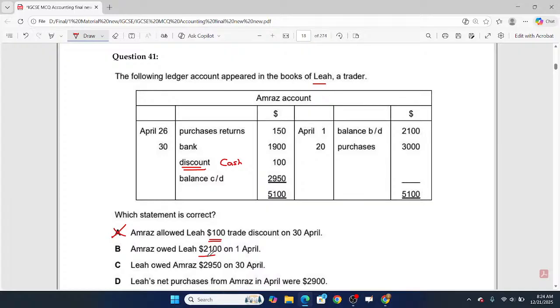Ambras owed Lay 2100 on 1st April. We are going to prepare only in the books of Lay. Why is Lay owing? Because of the purchases only. Purchases being this much. Ambras account. Ambras owed. So the initial balance being 2100.